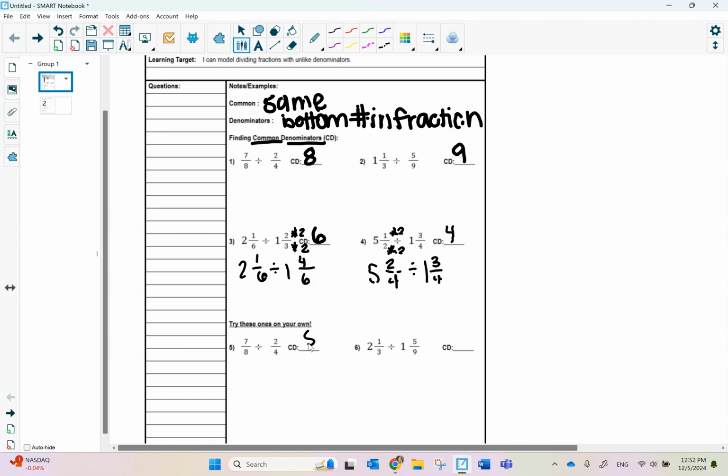Common denominator here would be 8 because 4 can become an 8 by doing times 2. 7/8 stays the same. Then we are dividing by 2 times 2 is 4. 4 times 2 is 8.